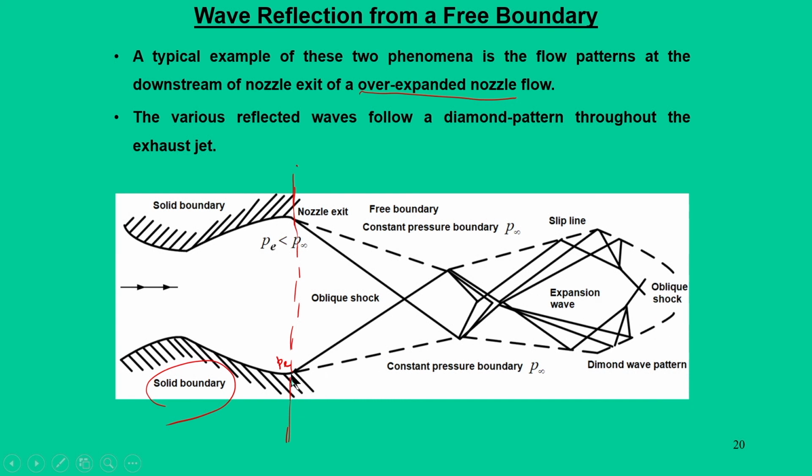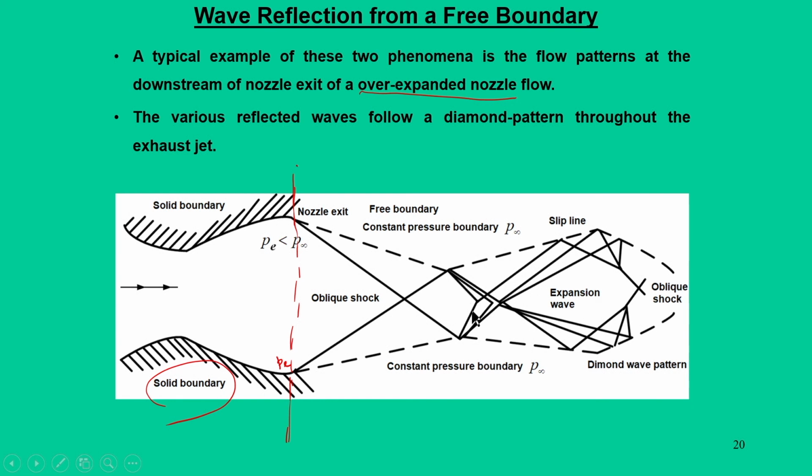Now, from the edge point at the exit, we will have two oblique shocks. These two oblique shocks interact, then again they reflect, or we can say refract, as an oblique shock, and finally after this meeting point it is a shock wave and it meets a free boundary.